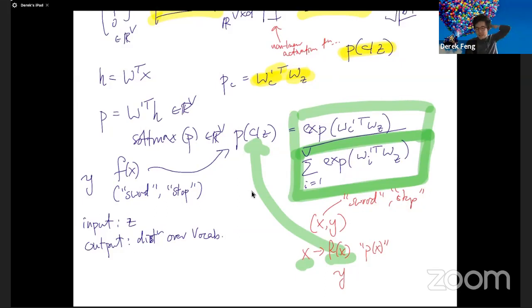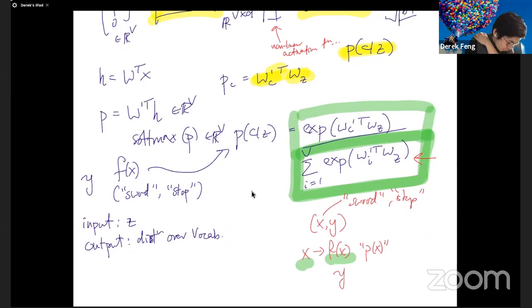So what happens is that they sidestep this and calculate a different expression, so you don't actually have to calculate this denominator, because this denominator goes through my whole vocabulary. If you look at the homework, you'll see that what you're going to calculate is basically the exponential of WC transpose WZ over 1 minus that, right? So it's basically going to be an approximation.